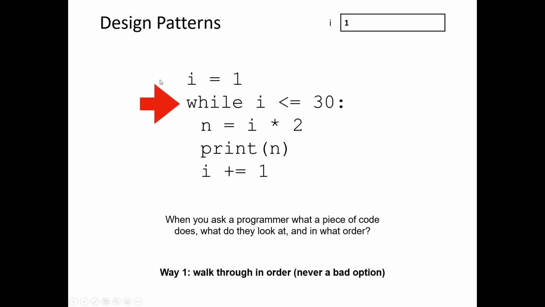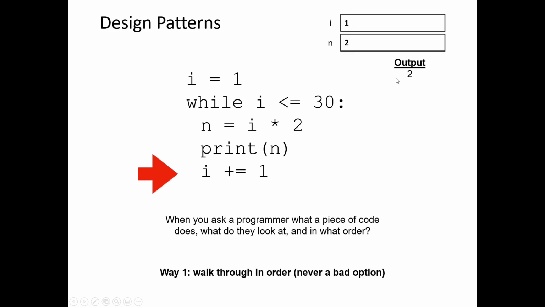Then we go into the while loop. We see that while I is less than 30, we're going to create a new variable n equal to I times 2. So I've got a new box for n up here. Assign the value I times 2. I is 1, times 2 gives us 2. And we print it out. So now I've got an output box over here. We've just printed 2. And then we increment I.